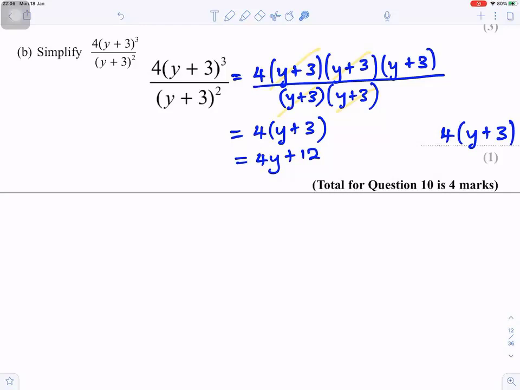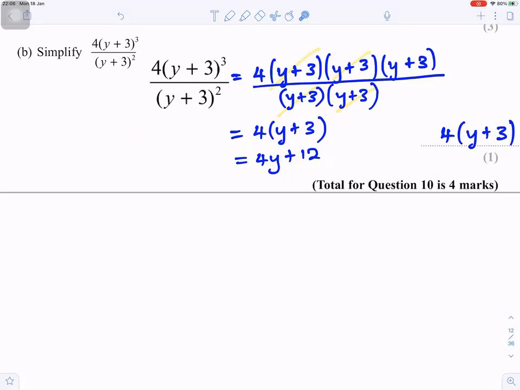So we can write the numerator as 4 bracket y plus 3 times y plus 3 times y plus 3, because a cube means there's 3 of them. 1, 2, 3. Y plus 3 squared for the denominator. The squared means there's 2 of them. There's 1, 2. Now we want to cancel. So we look at the numerator and the denominator, see what is the same to cancel.